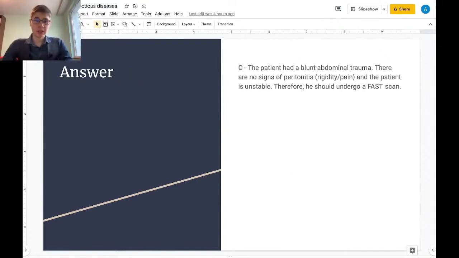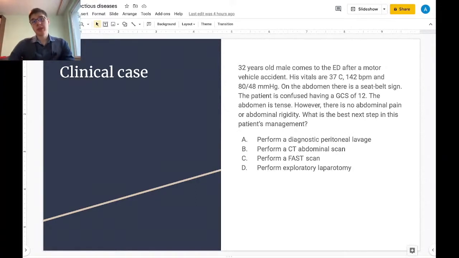The correct answer is indeed a FAST scan, as the patient has a blunt abdominal trauma. There are no signs of peritonitis, namely rigidity or pain, and the patient is unstable. Therefore, he should undergo a FAST scan. A CT abdominal scan can be considered if the patient is stable.